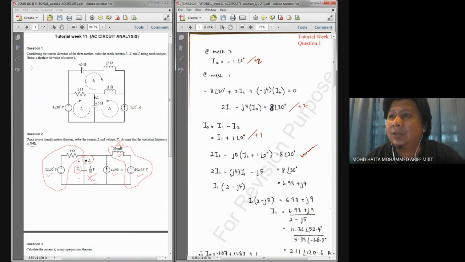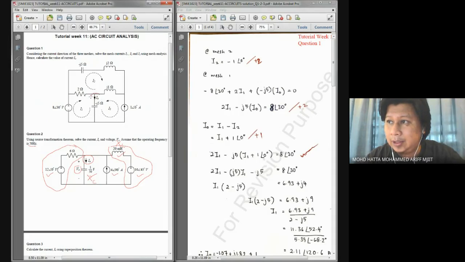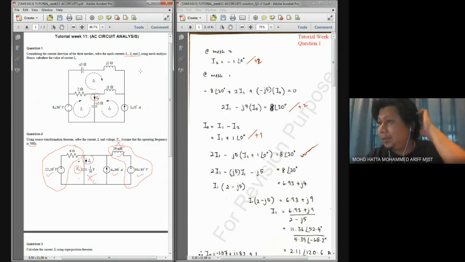Anyway, we proceed with the solution for question number 1. Here it says, considering the current direction of 3 meshes, solve the mesh currents I1, I2, and I3 using mesh analysis. Hence, calculate the value of IO. Okay, you need to identify where your IO is. IO is the current over here, and it says that you need to use mesh analysis in order to solve this I1, I2, and I3.